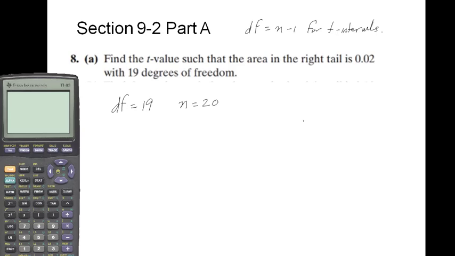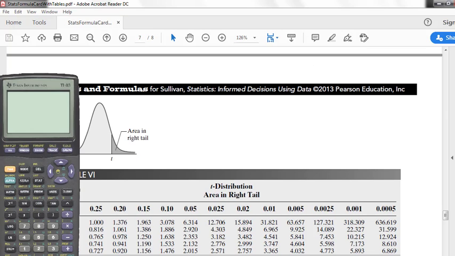All right, so I'm going to draw my picture here, and it looks something like this. And I got over here 0.02 area, so this area. So they want to know this t-score right here, and 0 is always the middle of a t-score. So to find that, I'm going to go to the table, and this is a t-table.